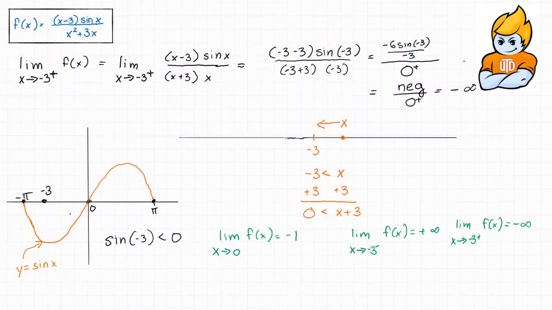So in summary, the limit of our function as x goes to 0 is negative 1, so there is no vertical asymptote at x equals 0. However, since at least one of the two one-sided limits as x approaches negative 3 is infinite, we do have a vertical asymptote x equals negative 3.